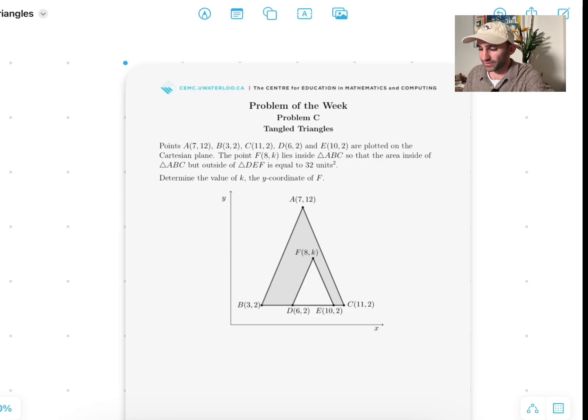Okay, first step. Let's read the problem aloud. Points A (7, 12), B (3, 2), C (11, 2), D (6, 2), and E (10, 2) are plotted on the Cartesian plane. The point F (8, K) lies inside triangle ABC, so that the area inside of ABC but outside of DEF is equal to 32 units. Determine the value of K, the y-coordinate of F.